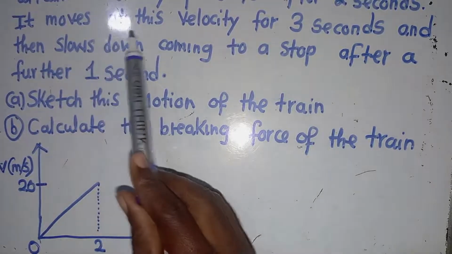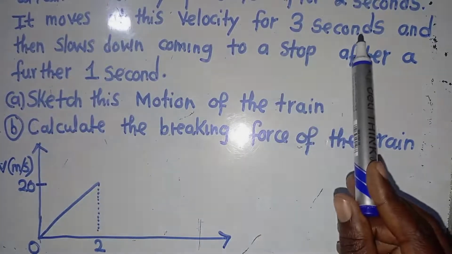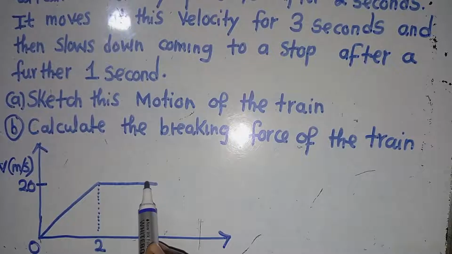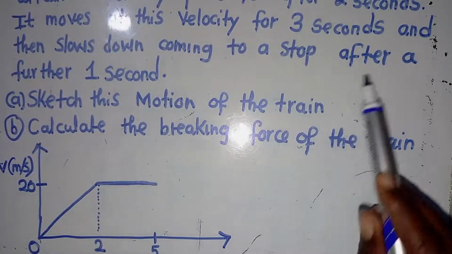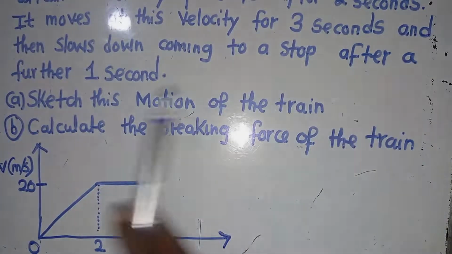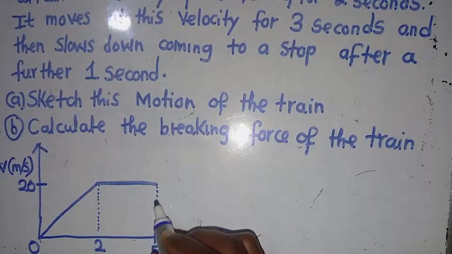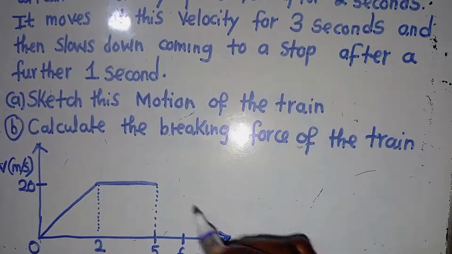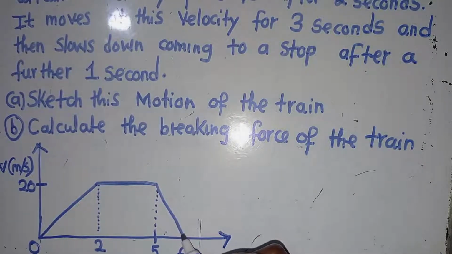It moves at this velocity for 3 seconds. So with this velocity for 3 seconds, 2 plus 3, it is 5. So it moves with this same velocity for 3 seconds and then slows down, coming to a stop after a further 1 second. So 5 plus 1, it is 6. So it now slows down like that. So this is a sketch of that particular motion of the train.